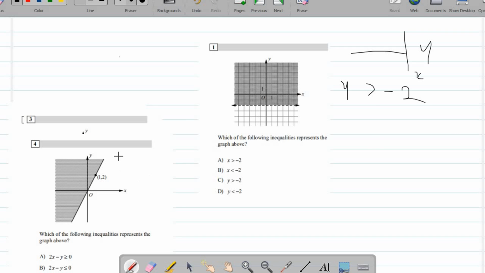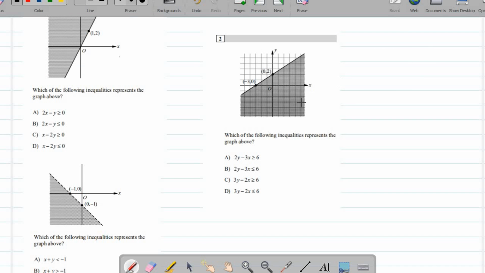Then if you're looking at number 2 here, so if you're having -2 here, which of the following inequalities is represented above here? The first thing you're going to do is to find the equation of that line. Finding the equation of the line, we have (0, 2), (-3, 0). From y equal to mx plus c, you could easily find that.